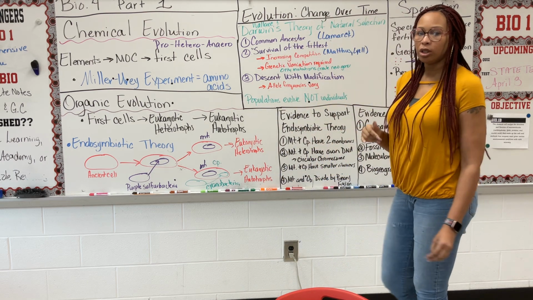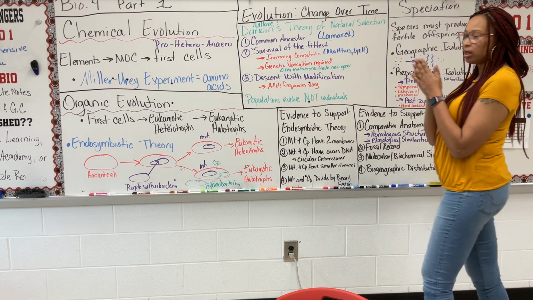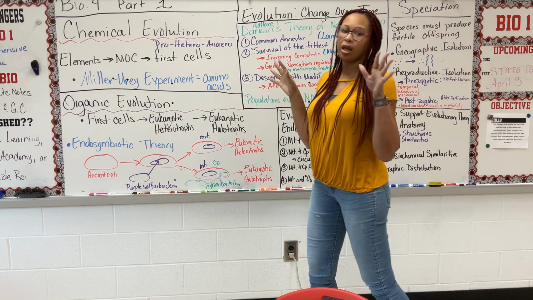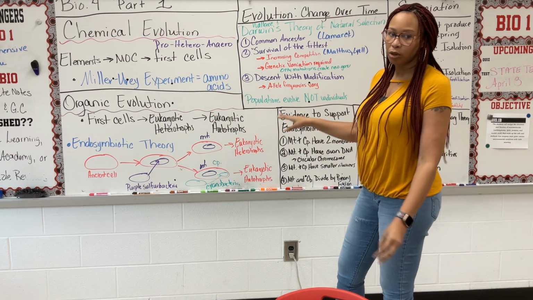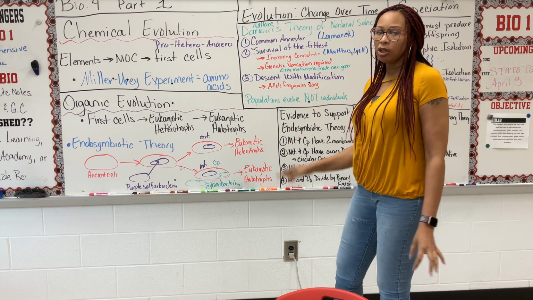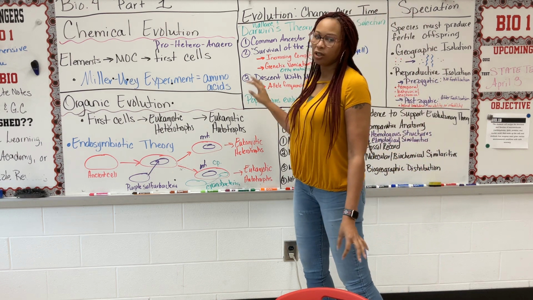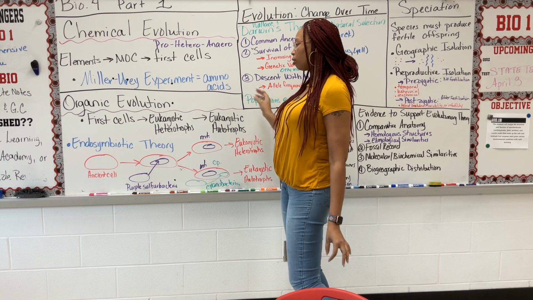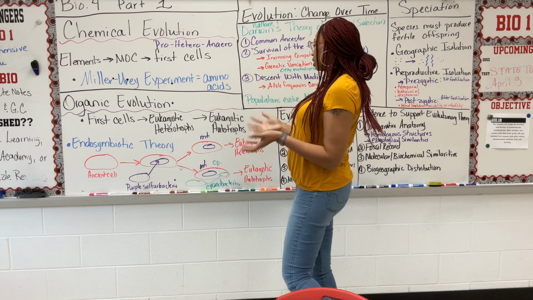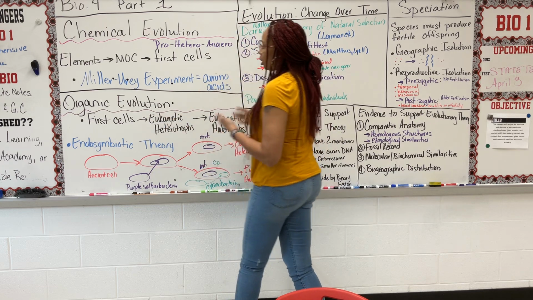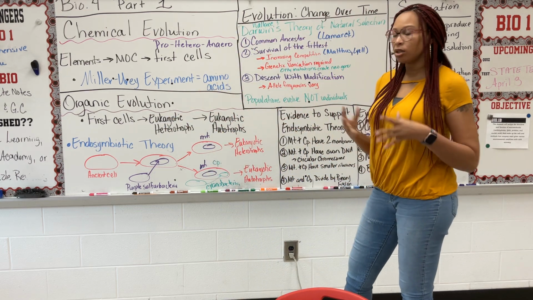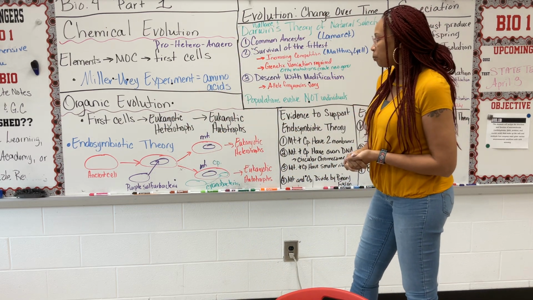Now, organic evolution picks up where chemical evolution leaves off. Organic evolution tries to explain how we get from this first cell, this prokaryotic heterotrophic anaerobe, up to these eukaryotic autotrophic cells, and they're not only just eukaryotic autotrophic cells, they actually combine to make these multicellular organisms, and then among these multicellular organisms there's so much diversity. So organic evolution is trying to explain the diversity and also the unity within that diversity.